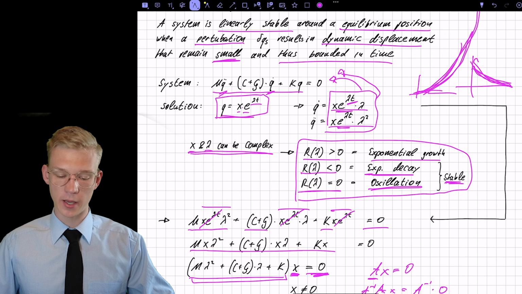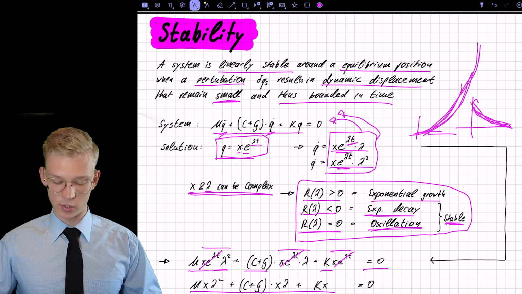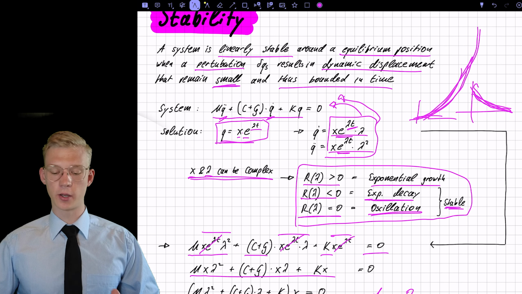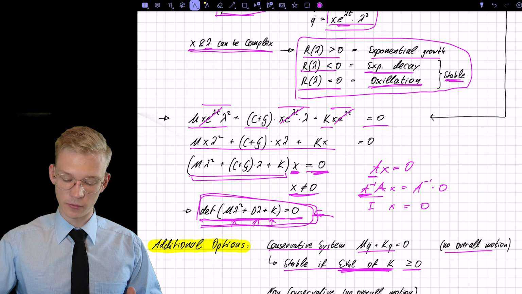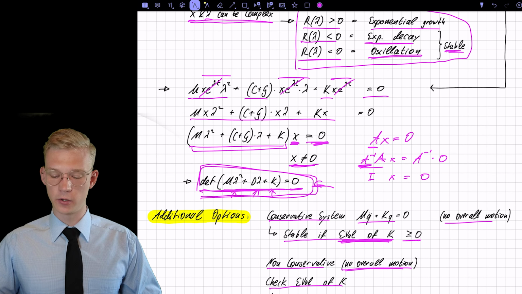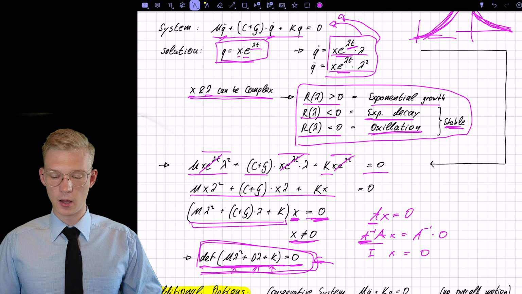I hope this video gave you a small introduction into the concept of stability. To summarize, you just basically have to look at the eigenvalues. If you have a conservative system, just look at the K. If you have a non-conservative system, check the K and then check the C.